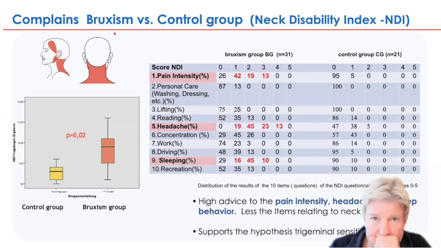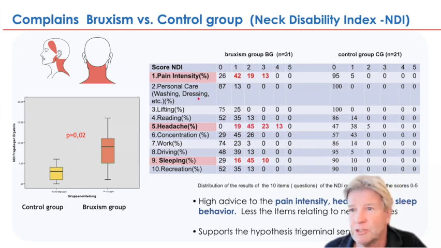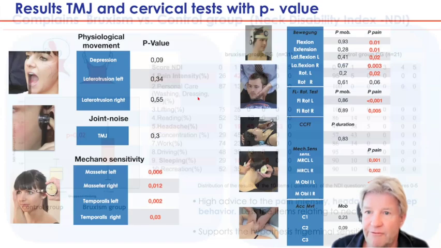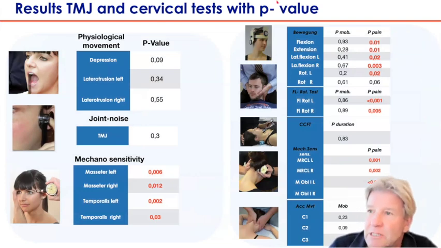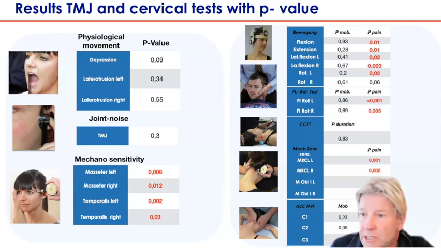And if you look at the questionnaire, the neck disability index, we see a significant difference in pain intensity, headache, and sleeping when you compare the bruxism group with the control group. And if you look at the tests of the neck, we see a significant change in pain. There is more pain in the bruxism group, but no significant difference in the physiological movements, like rotation or cardinal movements, flexion rotation, the pain threshold. So the pain is changing. You see on the right side in red the pain values, but not in the physiological movements. There is nothing in the impairments.